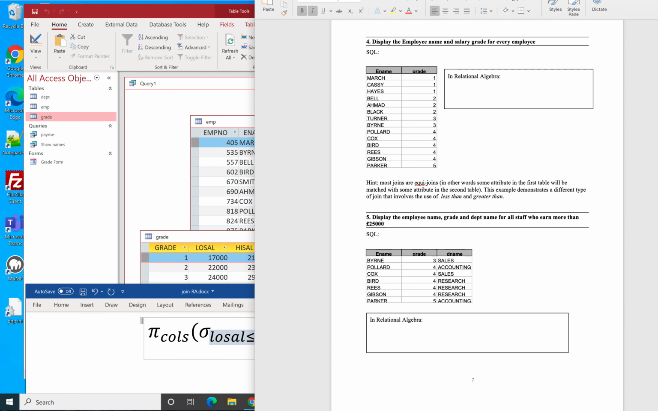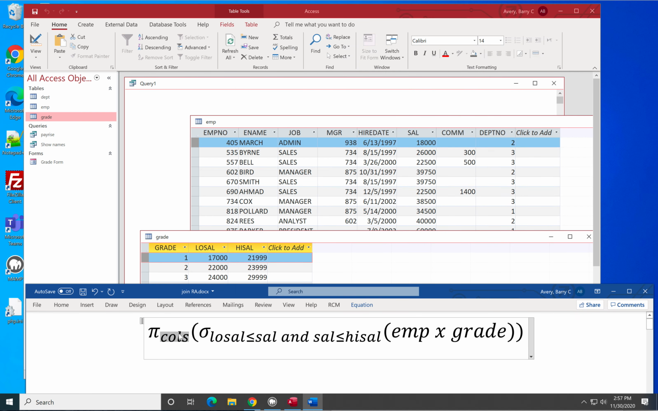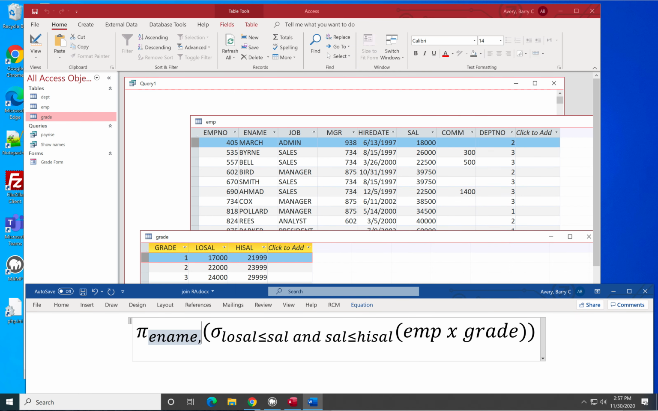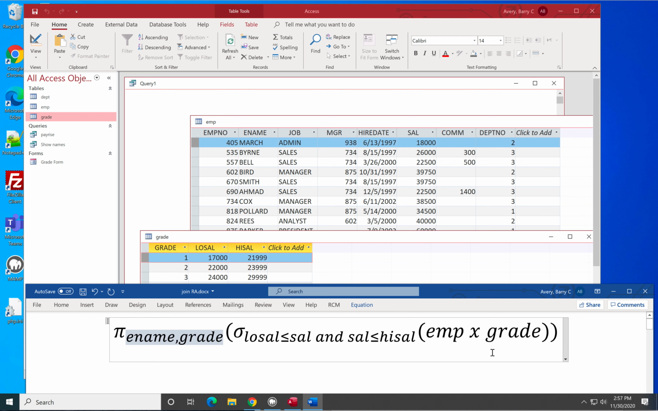And there's a final little bit here because it actually says we only want particular columns. So we want ename and grade. So that's where we're going to do a little projection on the outside, ename and grade, like that. There we go, those particular columns.